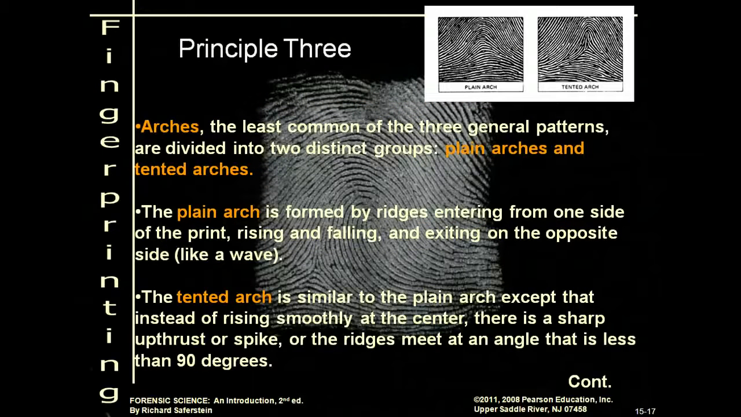Pattern 3 is arches. Arches are pretty easy. They start on the left-hand side, they end on the right-hand side. You have two different types of arches. One that just looks like a hill, that would be the plain arch. And then the other kind is the tented arch, where you have this triangle tent underneath the arch. It's a lot sharper.